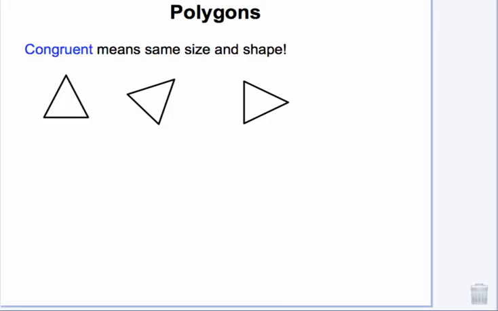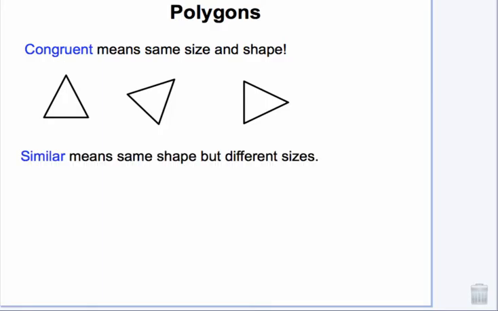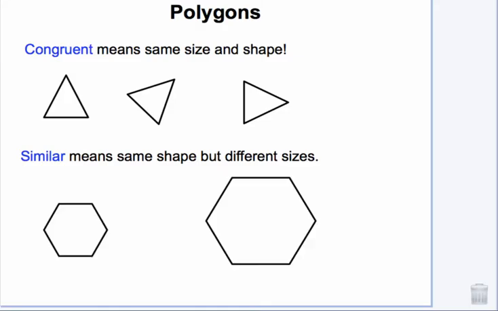Another term that we use with polygons a lot is similar. And similar means same shape but different sizes. For example, our two hexagons here, one is much smaller than the other, but they are the same shape. Please pause the video and make sure you have the definition of congruent and similar and both of those examples.